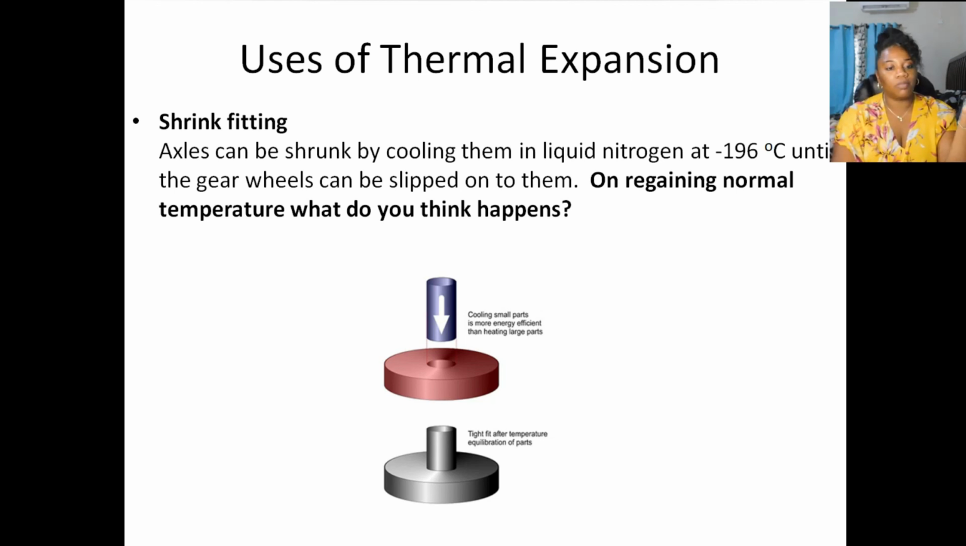So uses of thermal expansion. People or companies use thermal expansion for their benefit. So here we have an example, shrink fitting. Axles can be shrunk by cooling them in liquid nitrogen at negative 196 degrees Celsius until the gear wheels can be slipped onto them. On regaining normal temperature, what do you think happens? Yes, on regaining normal temperature, the wheel will expand. Right? The wheel will expand, or the axle. I think the axle will expand because that's the one that was cooled. So the axle will expand. So this purple thingy is going to expand.